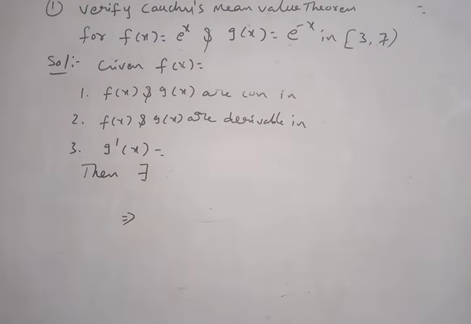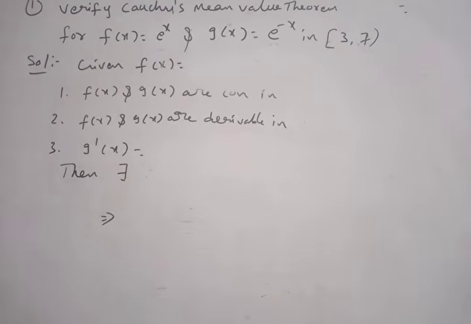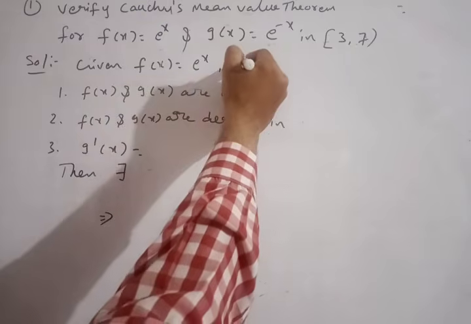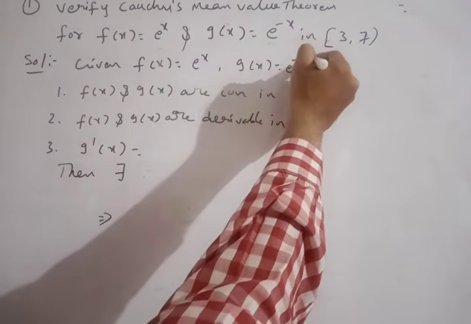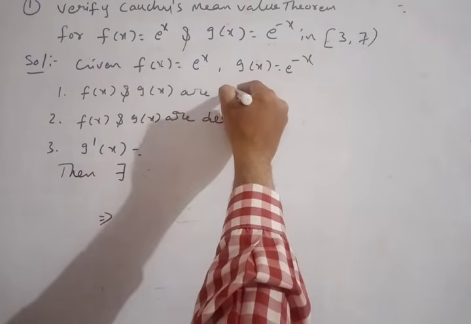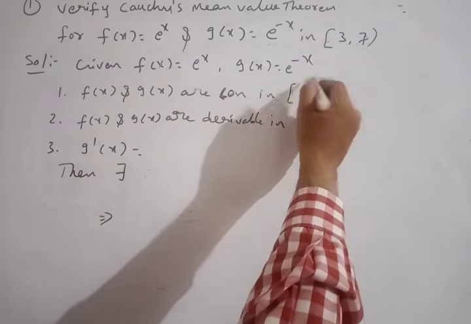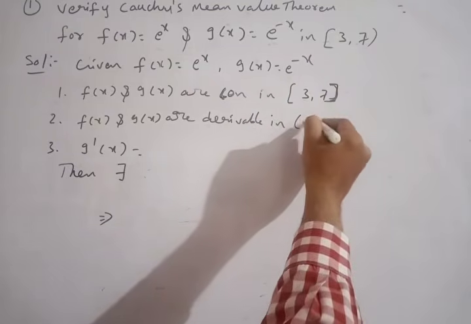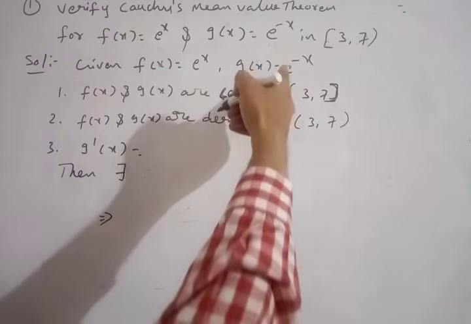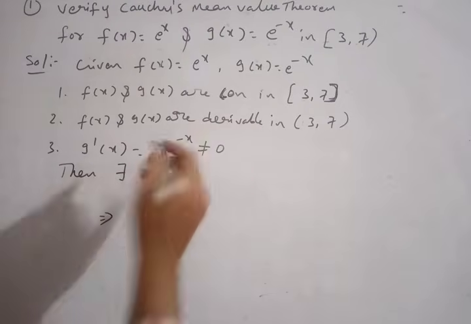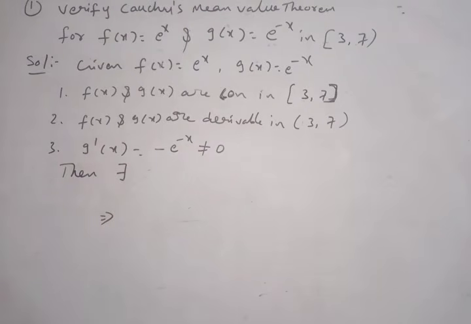One more problem. Okay. Next problem, verify Cauchy's mean value theorem for f of x is equal to e power x and g of x is equal to e power minus x in closed interval 3 comma 7. So f of x is e power x and g of x is e power minus x. So what is the first point? f of x and g of x are continuous in closed interval 3 comma 7. Second point, f of x and g of x are derivable in open 3 comma 7. g dash of x, differentiation of e power minus x is minus e power minus x, not equal to 0.